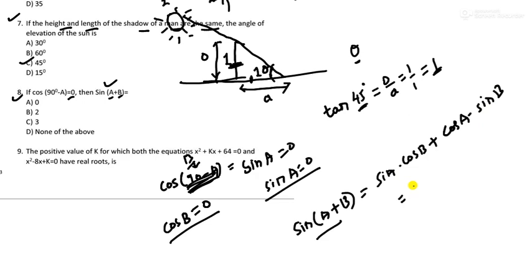So all of the values are 0. So 0 into 0 plus 0 is 0. So the answer is option number A, 0. That's all. It's very simple. Okay.